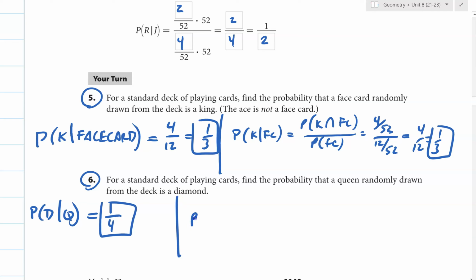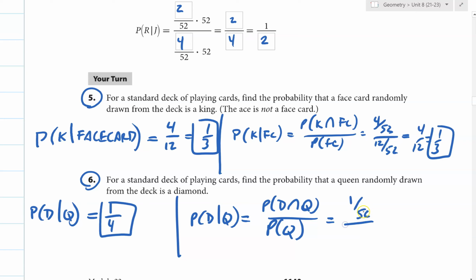If you want to use the formula, probability of diamond given queen is the probability of diamond and queen divided by the probability of queen. The probability of diamond and queen, there is 1 queen of diamonds out of 52. And the probability that it's a queen, there are 4 queens out of 52. And so then we get 1/4. Same answer.